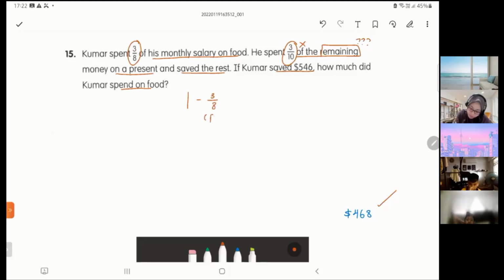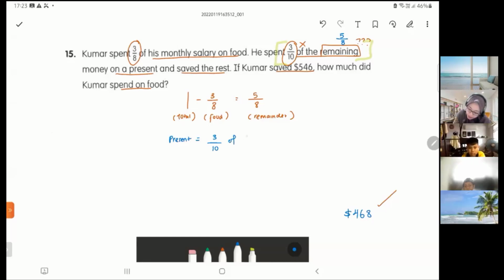So if you know that he spent this much on food, the remainder will be 1 whole minus 3/8. This is my food. This is my total. Equals to 5/8. This is my remainder. So do I leave it like that? No, I want to find the present. Okay, I want to find how much he spent on the present, which is 3/10 of the remaining. Now I have the remainder, which is 5/8. So to find the present, I simply take 3/10 of the remainder. So the "of" here means 3/10 times 5/8.